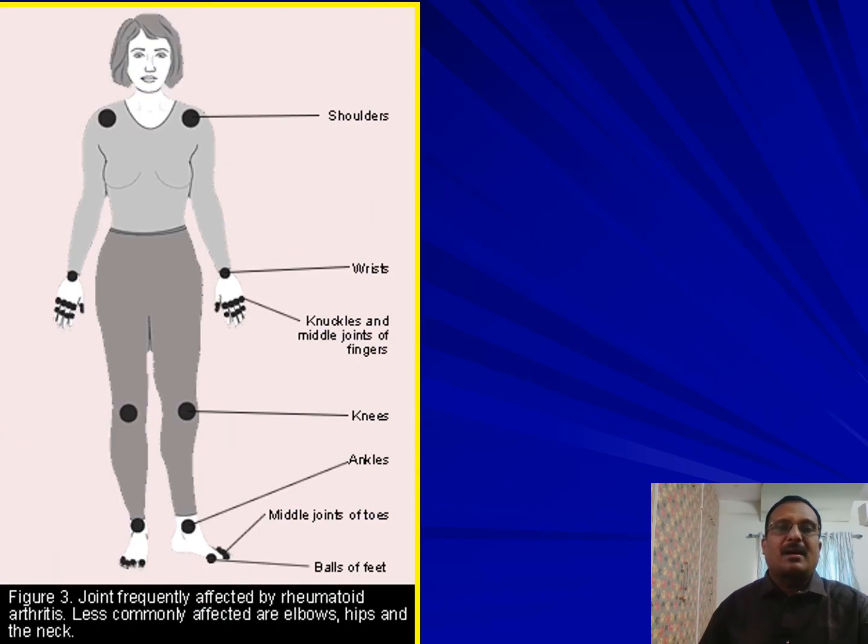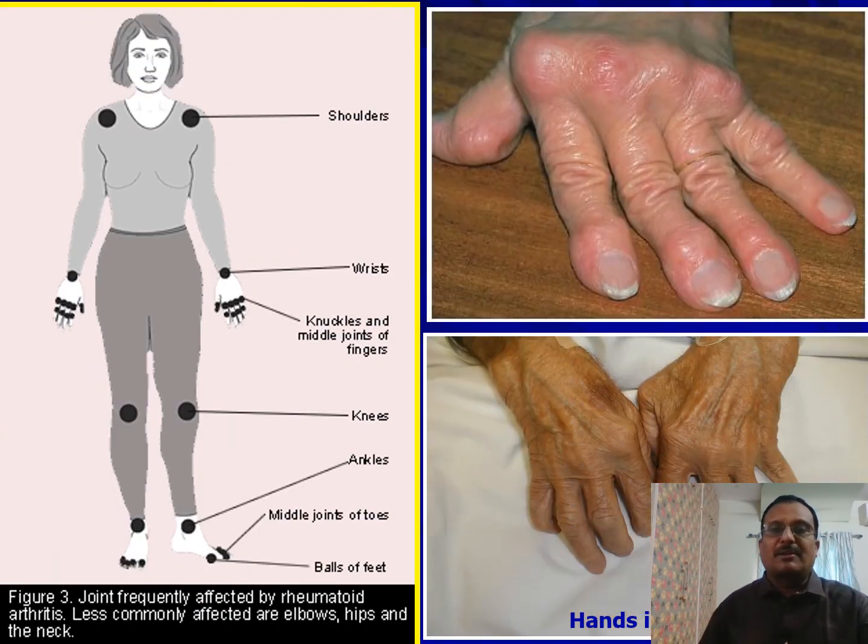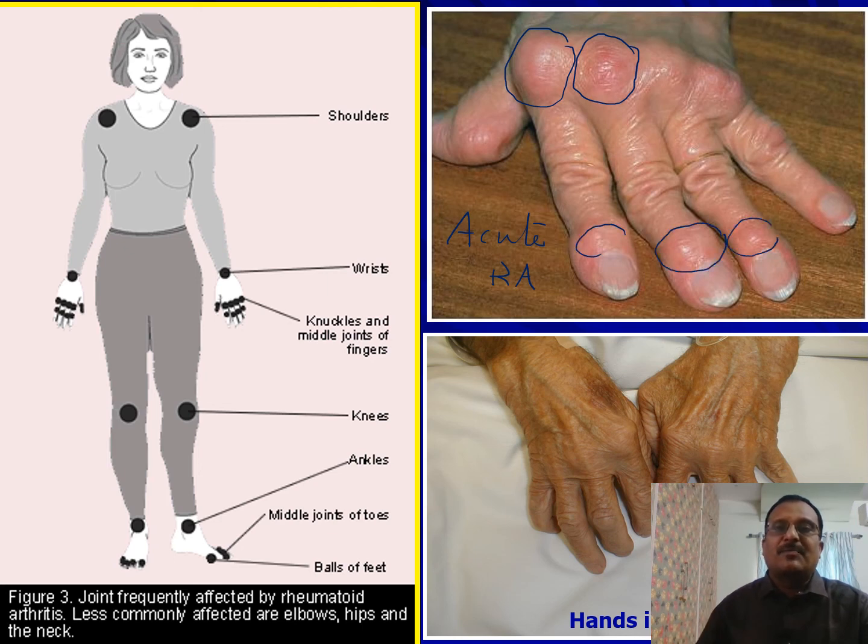And the next one is the involvement of these varieties of joints. See, in case of acute rheumatoid arthritis, you can see swollen joints with red inflammatory joints. See, these two joints are inflamed and red in color. Here also you can see small joints are involved. All these joints are inflamed. Here also you can see the inflamed joint spaces.